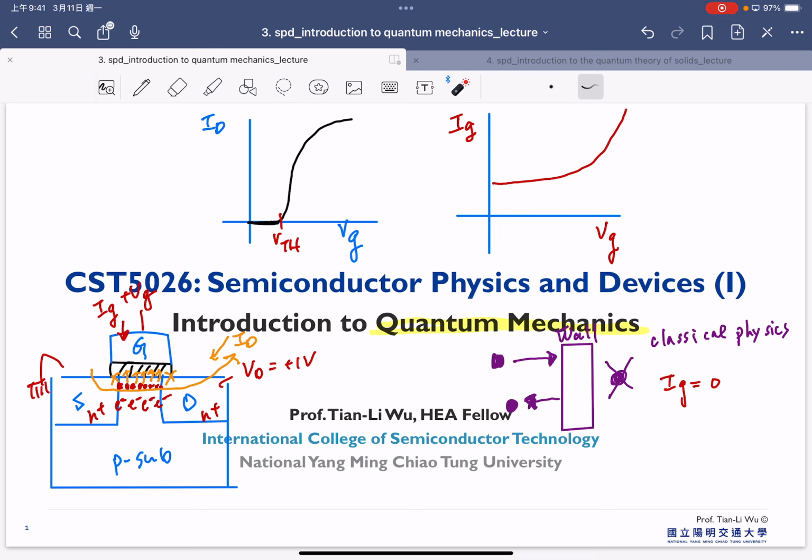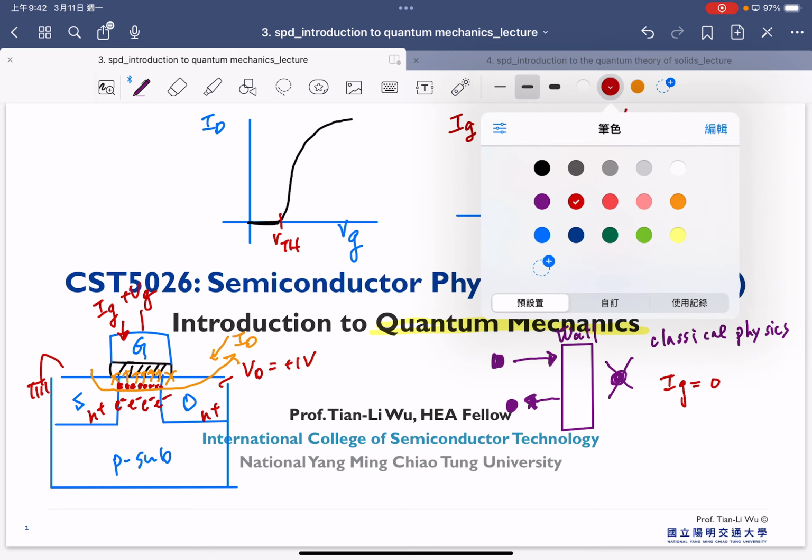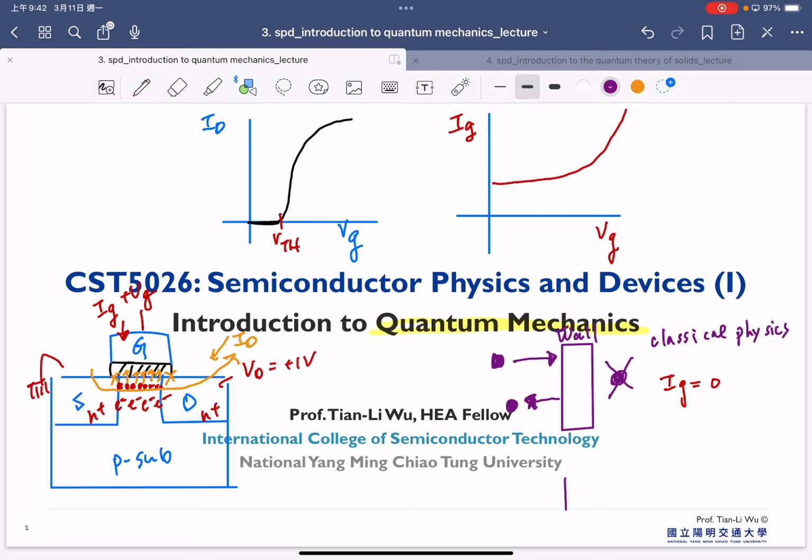But the truth is not like that. The truth is that we can have the leakage current here. That means classical physics cannot help us to understand the semiconductor device. That's why we have to introduce quantum mechanics. The idea for quantum mechanics is very simple. Still the same, we have the wall here, but here we don't call it a wall. We just call it a barrier, but it has the same meaning as the wall.